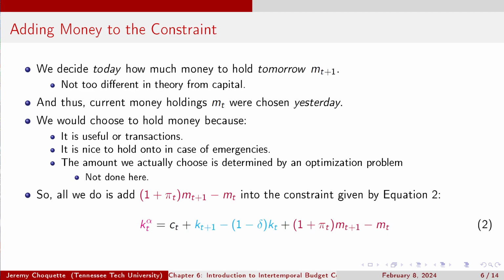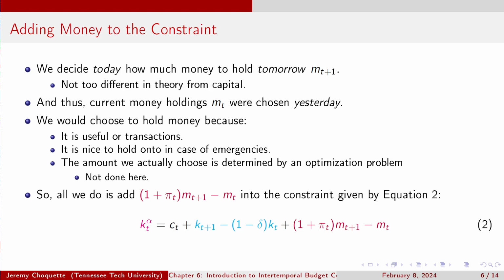So, kind of like with the capital that we were talking about in the last lecture, we decide today how much money we're going to hold tomorrow. So, M sub t plus 1 is chosen today. Current money holdings, M sub t, were chosen yesterday. And we choose to hold money because it's useful for transactions, right? It's also nice to hold on to in case of emergencies. And the amount we choose is really determined by an optimization problem, which isn't done here.